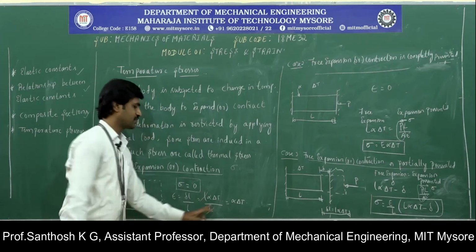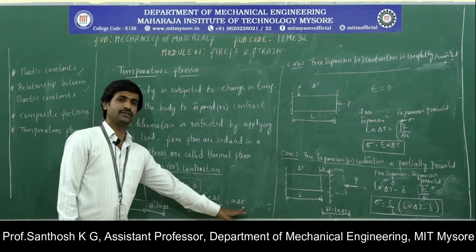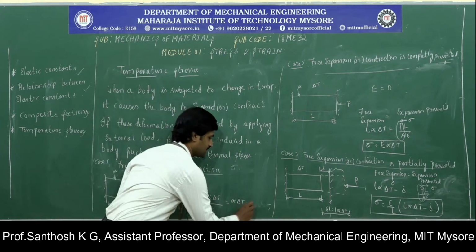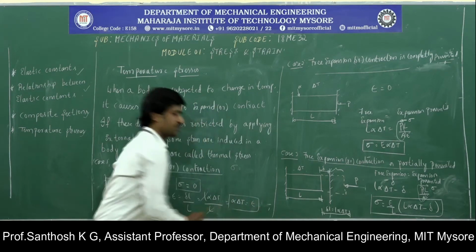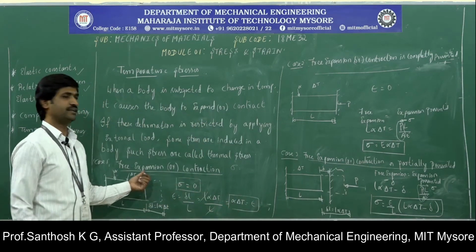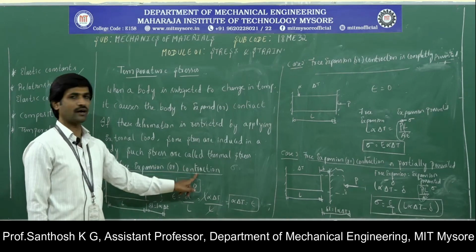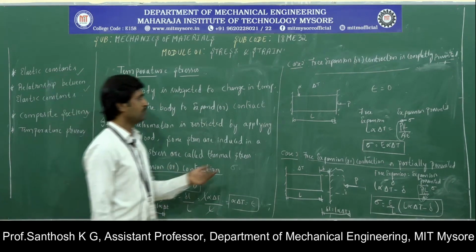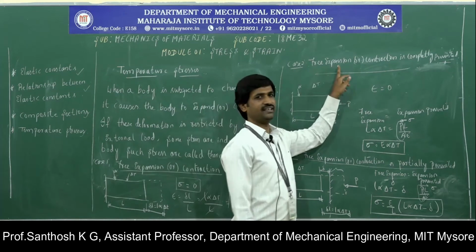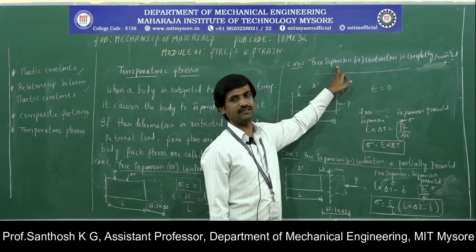So L will cancel out and we will be left with alpha into delta T, which represents the strain induced in a member when the member is allowed to expand or contract freely. Now let us try to see the second case in case of the thermal stress.